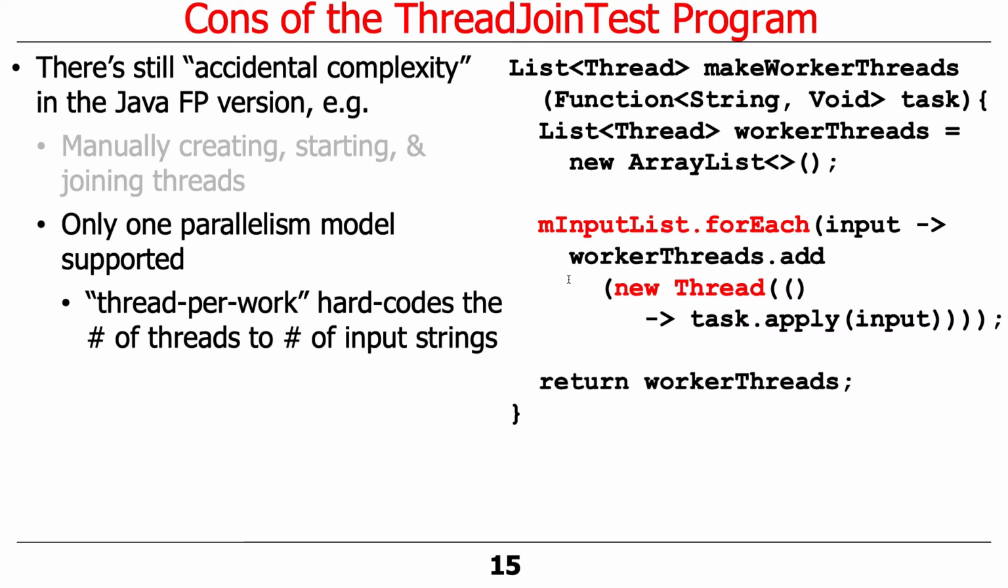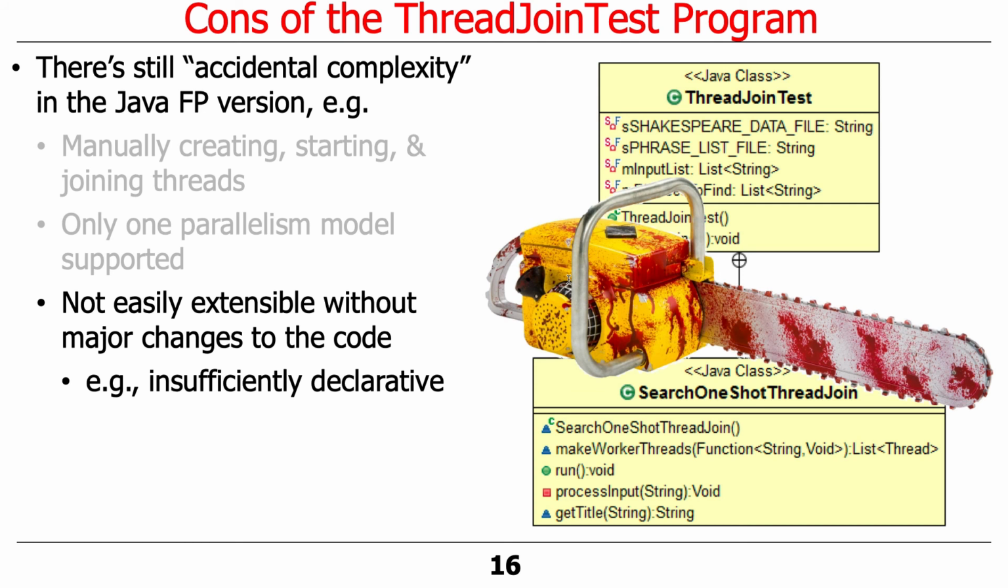Another limitation is we only support one parallelism model, namely thread per work, where we hard code a new thread for each input string that corresponds to a work of Shakespeare. And so the number of threads equals the number of input strings, which is probably not a bad thing, honestly, but it's a bit inflexible. If you want to make any changes to this, then you'll need to perform major surgery to your code.